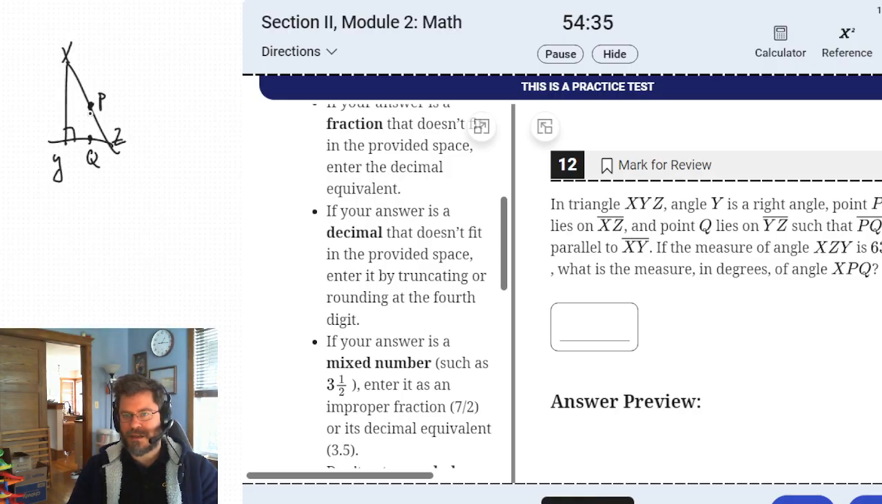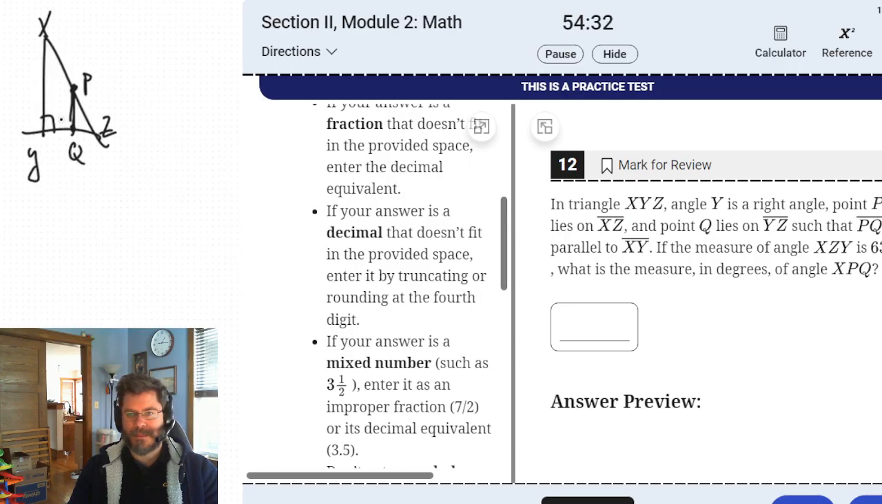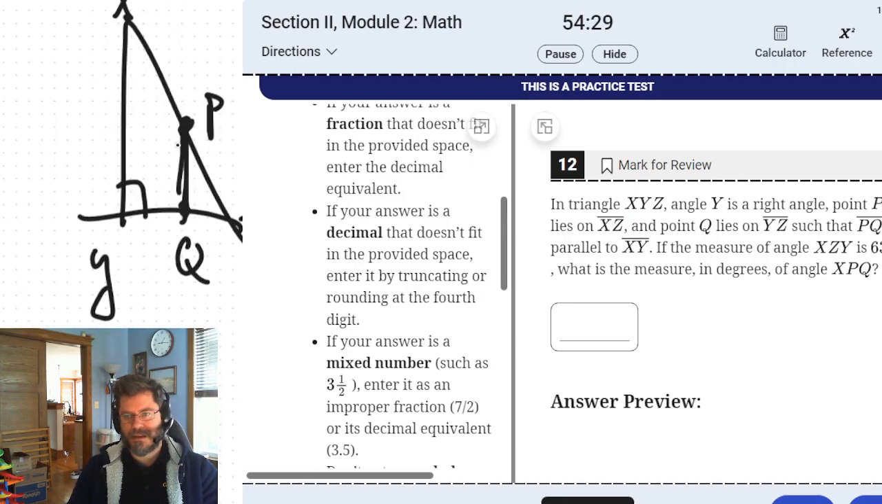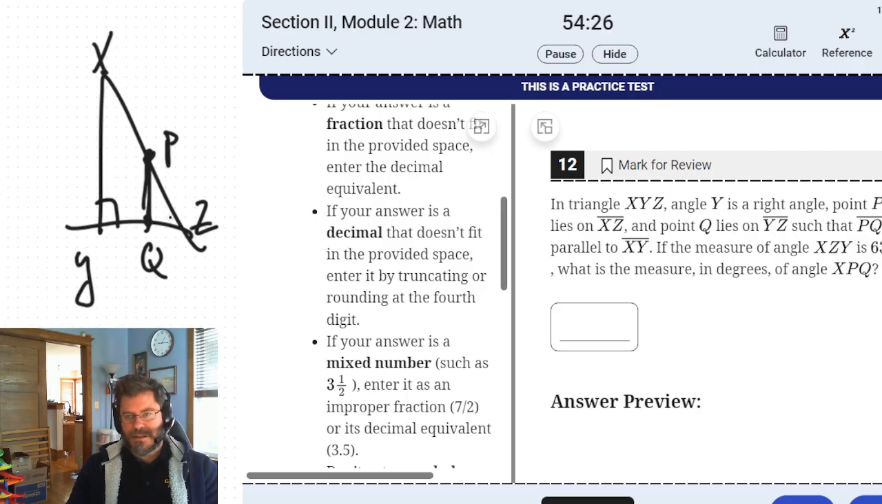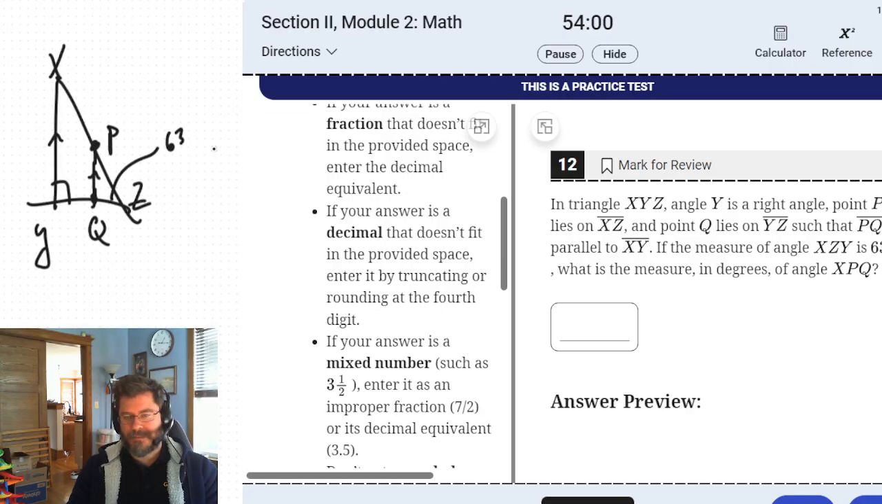PQ is parallel to XY. So we have a line here that is parallel to that one. Zoom in on this guy. All right, so we got a pair of parallel lines. These guys are parallel. If the measure of angle XZY, so this guy here, is 63, what is the measure of XPQ? So they want this angle.